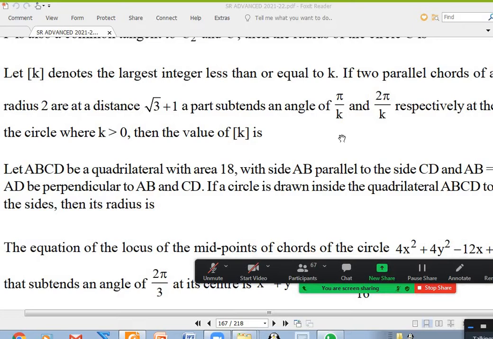Let the integer part of k denote the largest integer less than or equal to k. That's the definition. Let two parallel chords of a circle of radius 2 be root 3 apart, subtending angles at the center of the circle.